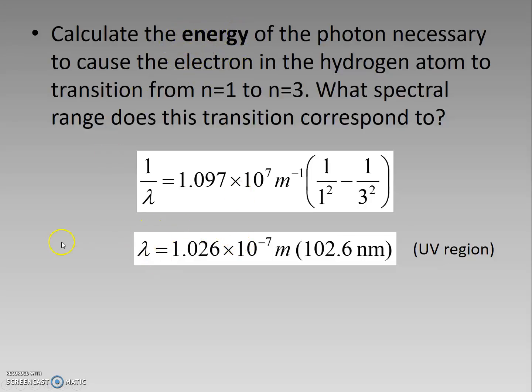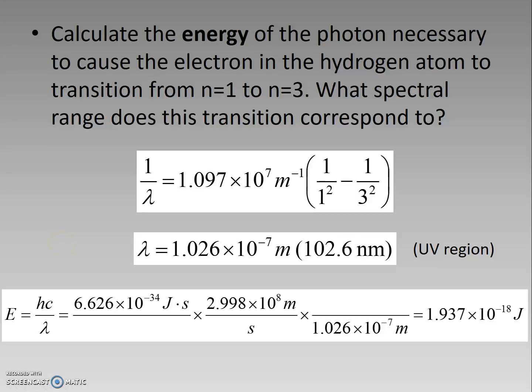But we aren't quite done with this problem because we asked for the energy of the photon and we're still at wavelength. And we can just go back to our original light equations. If I know wavelength, I know energy. And so I can solve for that and I can find that my energy of that photon is about 1.9 times 10 to the negative 18 joules.